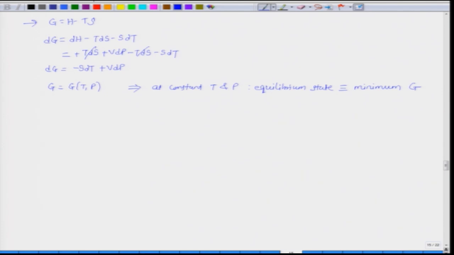Okay, so now this is convenient. We have Helmholtz free energy if we want to use temperature and volume as the independent variables. We can use Gibbs free energy to define criteria of equilibrium if we want to use temperature and pressure as independent variables. So both are important, right? From the experimentalist perspective, as an experimentalist we usually handle temperature and pressure as independent variables, right?